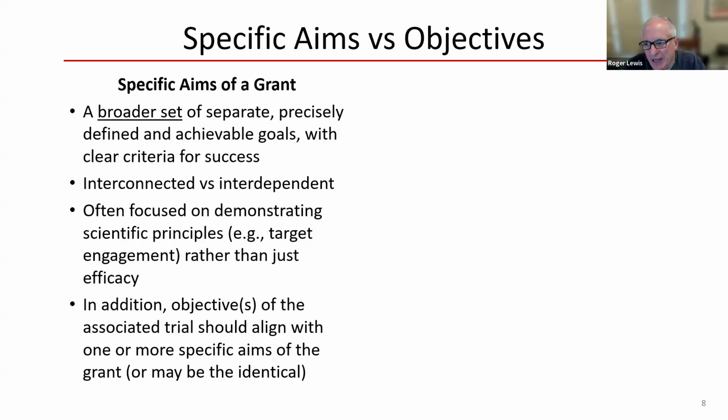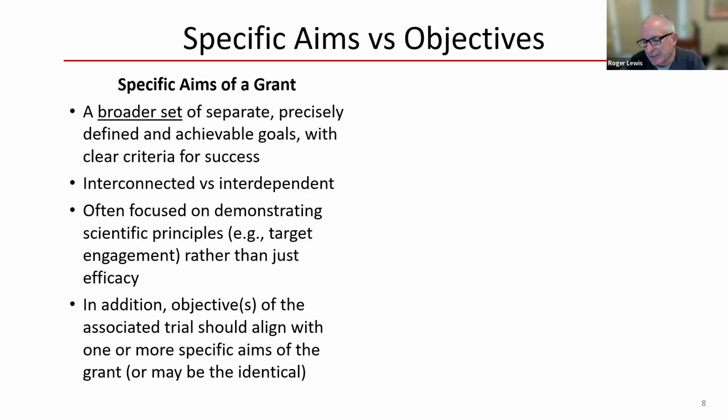You don't want to be ambiguous about that, and you want to make sure that if there's an aim that does not have a very high chance of success, you have a plan for what you're going to do to preserve the value of the overall research program in light of failing to achieve one of your specific aims. Sometimes specific aims are focused on demonstrating principles. I'm going to demonstrate that when I administer this drug, it actually gets to the target, or there's target engagement, as opposed to a patient-centered efficacy measure.